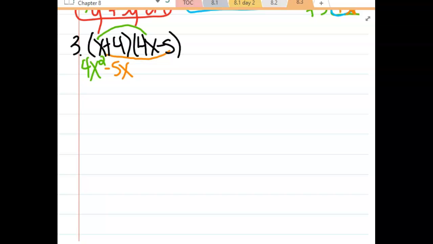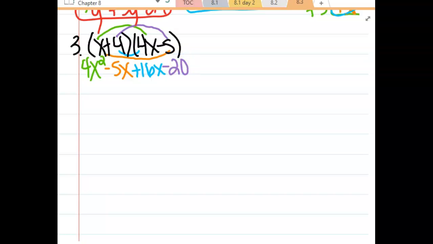FOI, the I is the inside terms, which is going to be that 4 and the 4x, the ones that are just right next to each other. So 4 times 4x, 4 times 4 is 16, and then we'll throw the x at the end there. And then L for the last terms. Make sure you're including your signs: 4 times negative 5, which would be a negative 20.